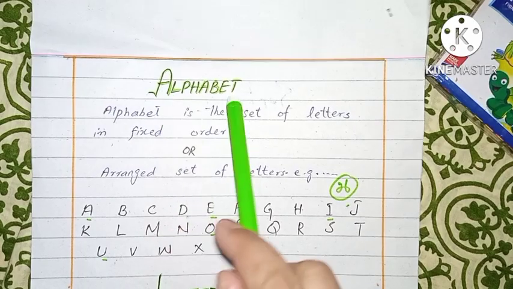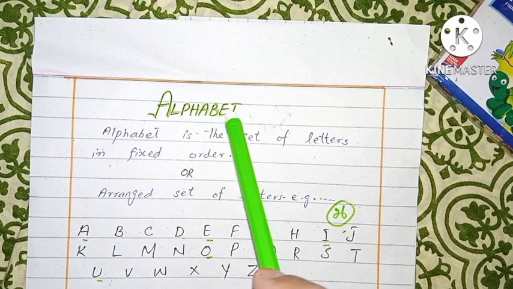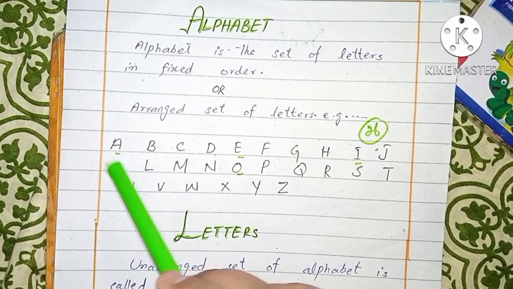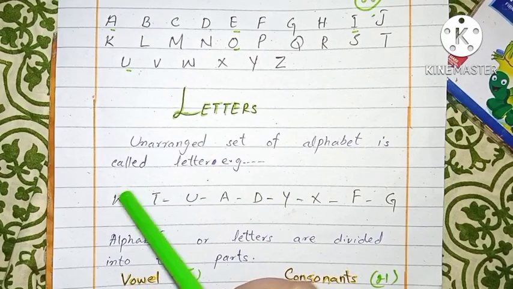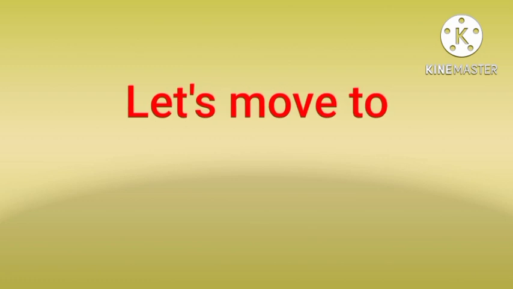Today's topic is alphabet and letters. Before we proceed towards the topic, one thing I must mention here: alphabets are in arranged form, in order, and letters are in unarranged form. They are not in order.